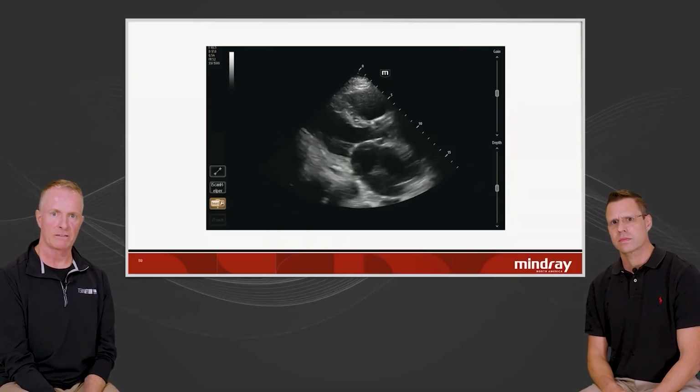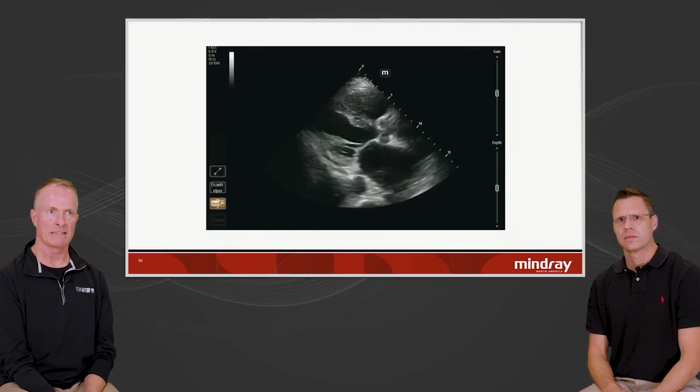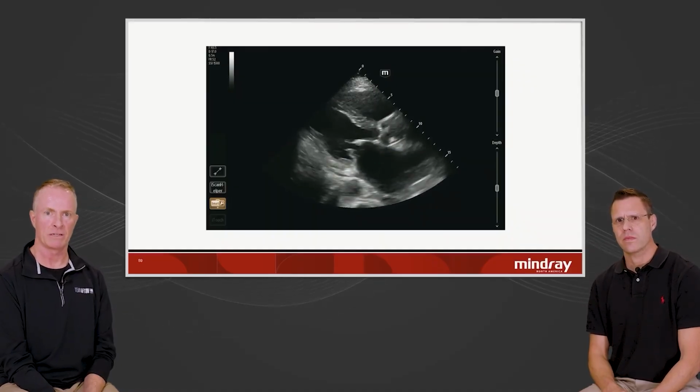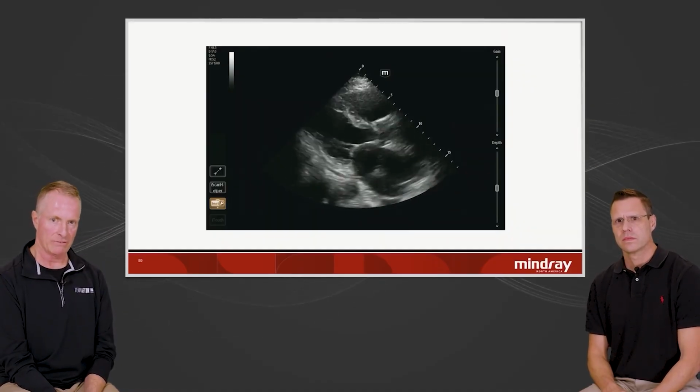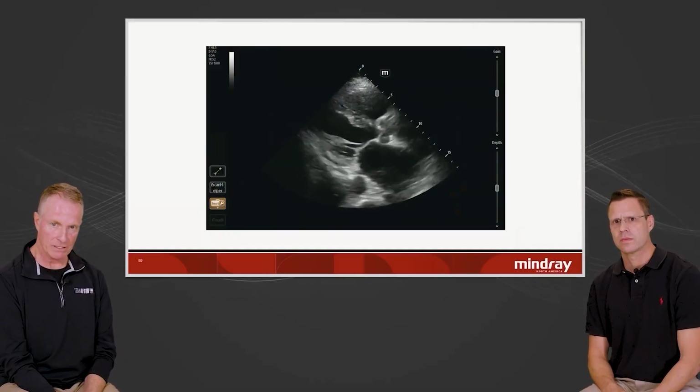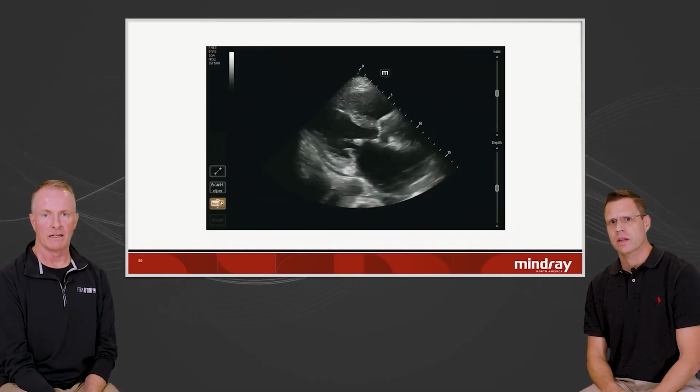Most of the patients, if not all, that you see with bad diastolic dysfunction are going to have a big left atrium because they have chronically high filling pressures. And so that's going to be your tip-off, the big left atrium.